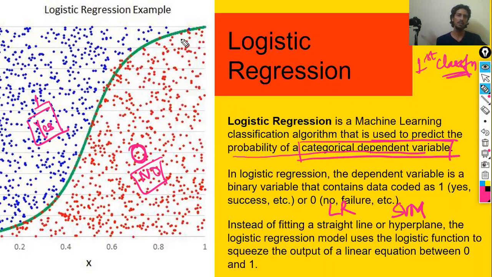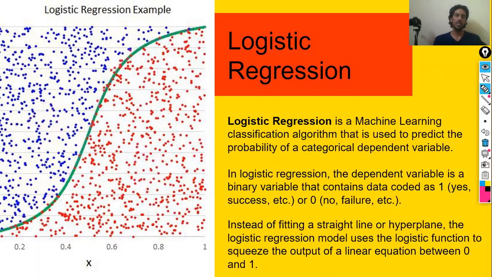Now, this curve which you're seeing here, this green line that you are able to see, is called a sigmoid curve. We use a logistic function to squeeze the output of the linear equation between 0 and 1. That is the reason why the usage of the sigmoid curve comes into the picture.